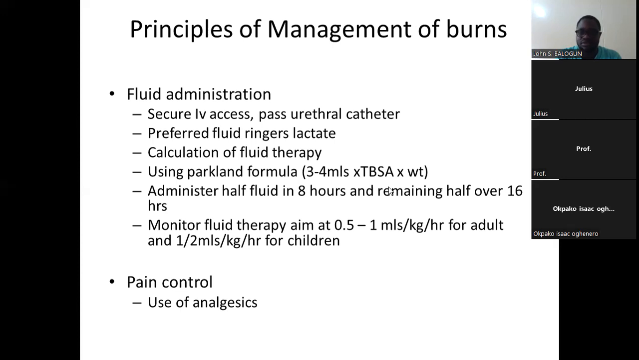Yes, sir. Okay. This is very important in your fluid administration also. To know the amount of fluid you will need to give to this patient, there's what we call the Parkland formula. There are various formulas, but I will not bore you with those because they may likely not come out in your exam. It's the Parkland formula that may likely come out in your exam.